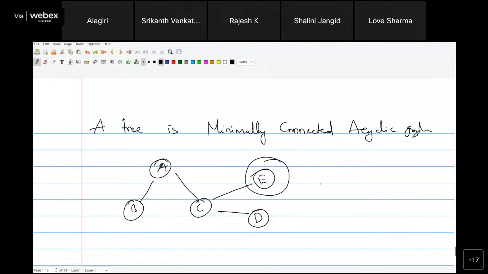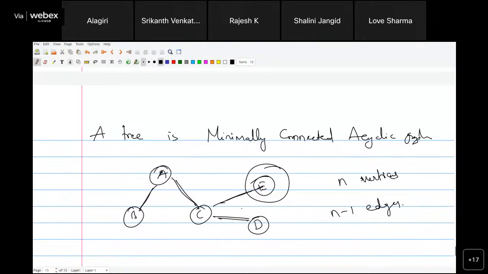And the number of edges in a tree will be n minus 1. If there are n vertices, then in your tree there will be n minus 1 edges. You can check. In this particular graph, if there are 5 vertices, there are 4 edges. Because for connectedness, you need at least n minus 1 edges. In order to be acyclic, you need to have at most n minus 1 edges. So at least n minus 1 and at most n minus 1 will give us exactly n minus 1 edges. Okay, so this is a tree.